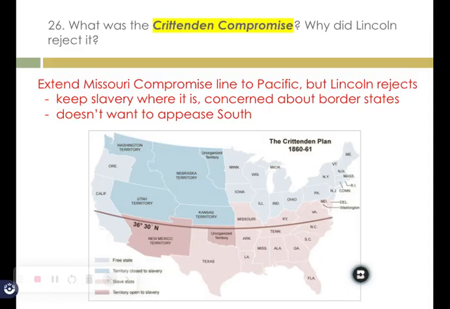Remember, Abraham Lincoln is elected in November. Okay, so he's not inaugurated. He's not in the office of the presidency until March. So Congress is kind of hoping that maybe there's something that can be done and figured out before March that could stop other southern states from seceding.